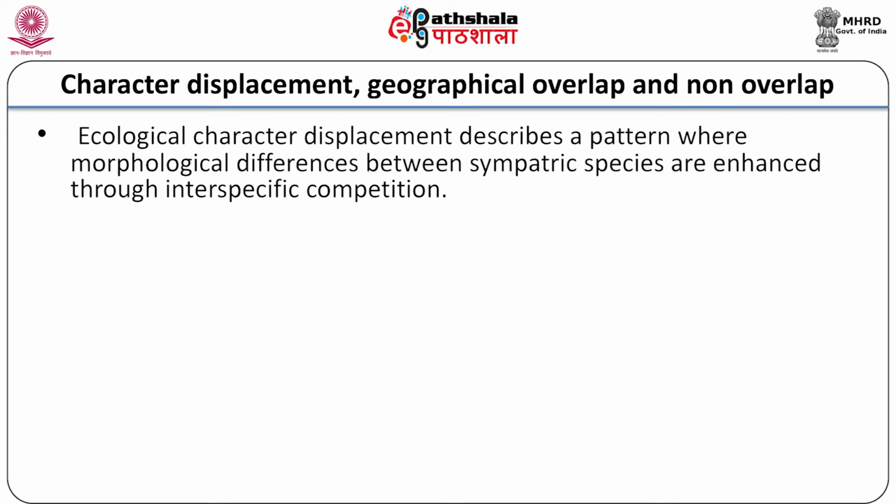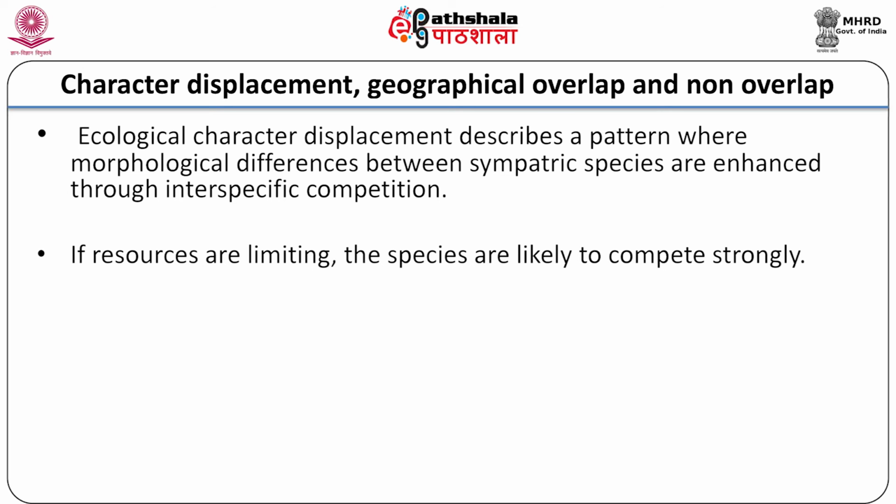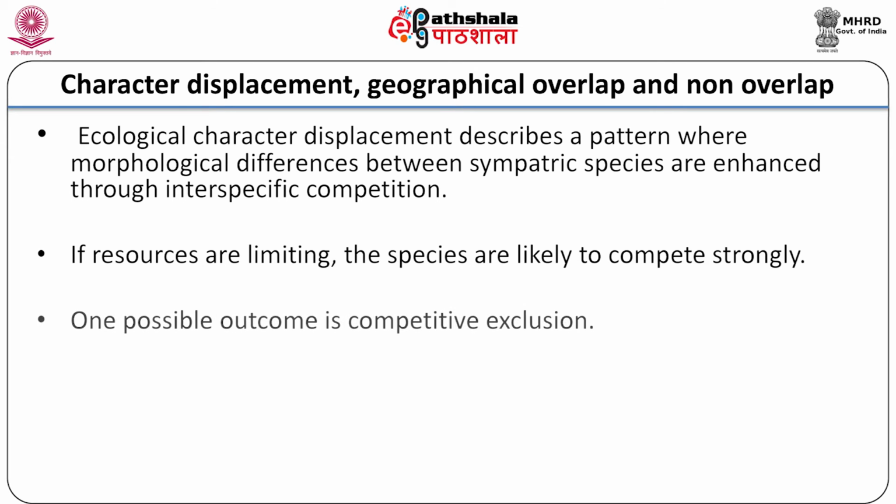Assume that two similar species come into contact. If resources are limiting, the species are likely to contend strongly. One possible outcome is competitive exclusion. The superior competitor will achieve and the inferior one will become extinct.